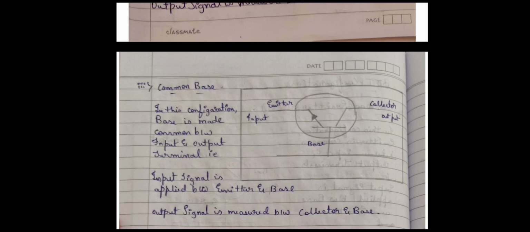As you can see here, the base is common between the emitter and base, and it is also common for base and collector, where the signal will be measured. And that's how the common base configuration is formed. And this is all about the three different configurations of BJT.